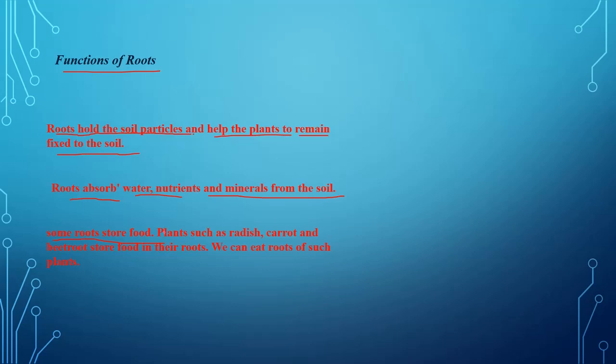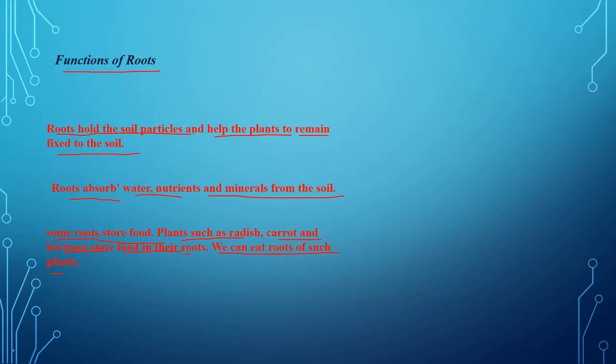Some roots store food. Plants such as radish, carrot and beetroot store food in their roots. Roots are underground parts, and the food is stored in them. So we can eat the roots of such plants, not only the plant product. We can eat the root also.